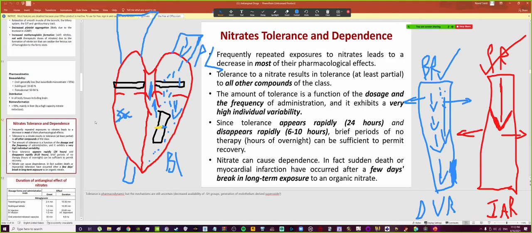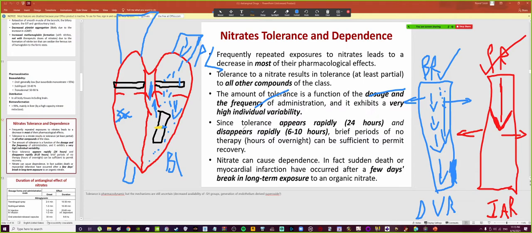And here's the tolerance. As I said, there can be formation of tolerance to nitrates, and the reason for tolerance is that it is a function of dosage and frequency. When you take high amounts of nitrates and you do it on a frequent basis, eventually your body is going to develop tolerance to nitrates and also other compounds similar to nitrates, okay? Now, the reason could possibly be decreased availability of tissue sulfhydryl groups. These tissue sulfhydryl groups are used in the reactions. They're going to be depleted, right? And basically, you're going to inhibit its pharmacological effects.